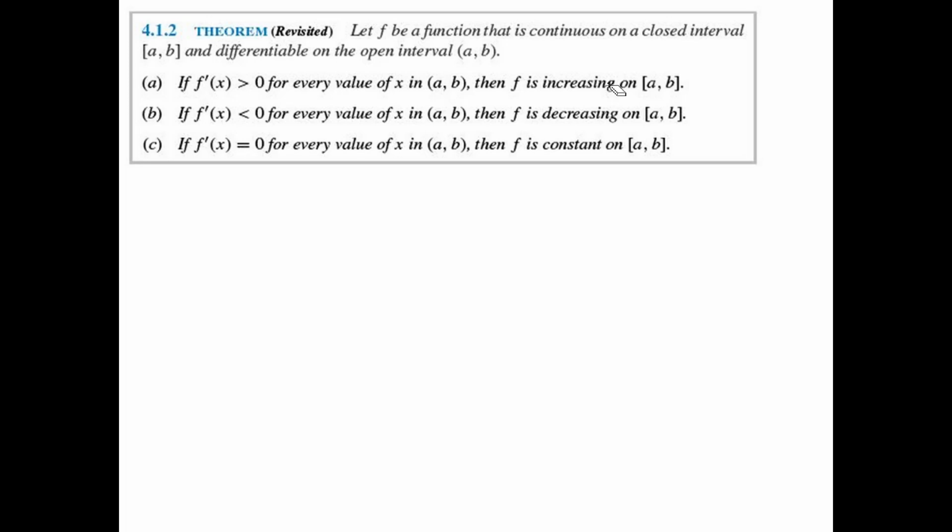But here's how we're going to use it. We're going to use it in chapter 5 for a very important result, but we've already gone over this result, theorem 4.1.2. This was a very intuitive result, but we did not prove it because we didn't have what we needed to prove it. But now, with the mean value theorem, we can prove it. So this says, let f be a function that is continuous on a closed interval, a b, and differentiable on the open interval, a b. If f prime of x is greater than 0 for every value of x in a b, then f is increasing on a b.